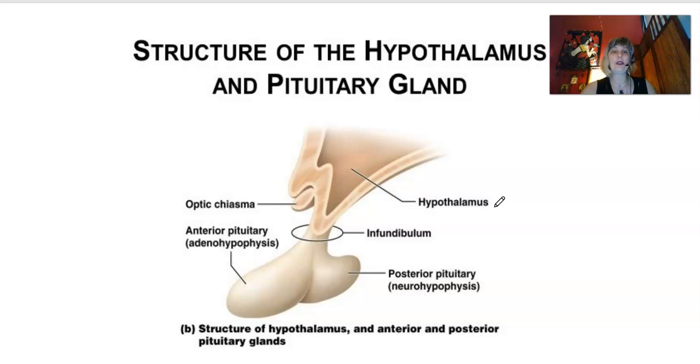It literally is only 4 slides, but I have a lot to say in these 4 slides explaining the structure of the hypothalamus, the pituitary gland, and the hormones that they release. All right, so let's get started.